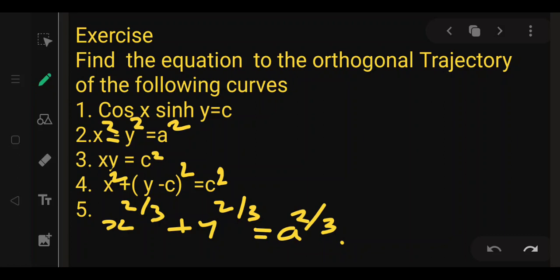Fourth one is x square plus (y minus c) the whole square equal to c square. It's a family of circles. Fifth one, x raised to 2 by 3 plus y raised to 2 by 3 equal to a raised to 2 by 3, which represents a family of astroids. a is the arbitrary constant.